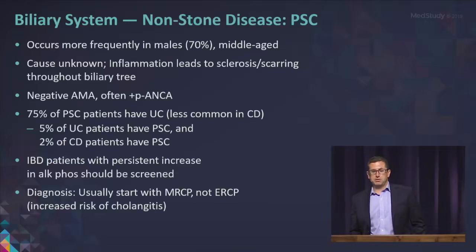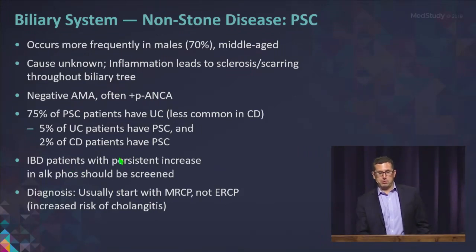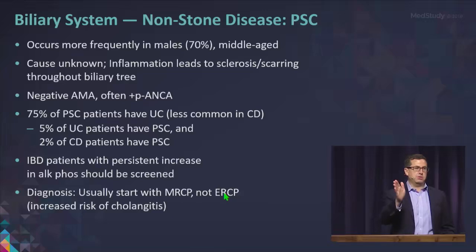PSC, we've already talked about this a few times, strongly associated with IBD, either UC or Crohn's, but more commonly associated with UC. The cause is unknown, but basically what's going on is you get inflammation and scarring of the biliary tree. In contrast to PBC, the AMA is negative, but you often have a positive P-ANCA. You should always think about this in IBD patients with persistent increase in alk phos, and they should be screened, ideally with an MRCP, not an ERCP. An ERCP is actually really dangerous in PSC because you can introduce bacteria into the biliary tree and cause cholangitis.